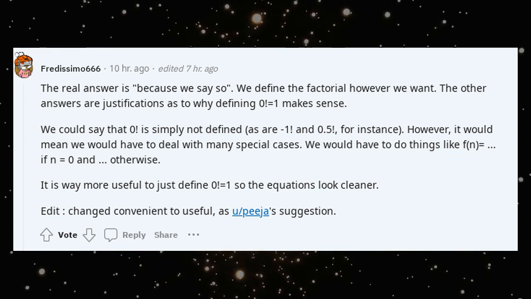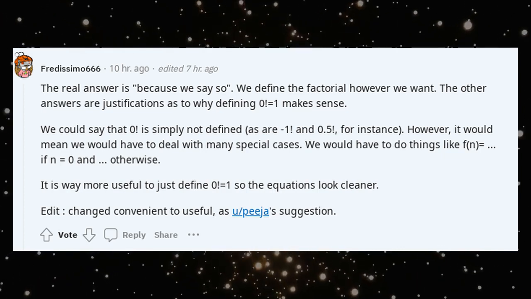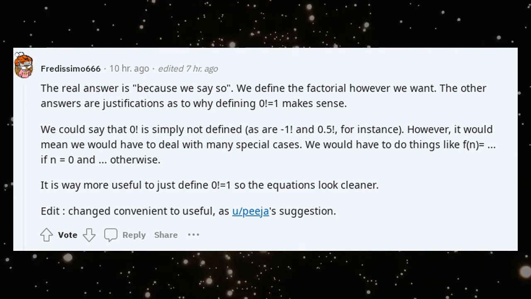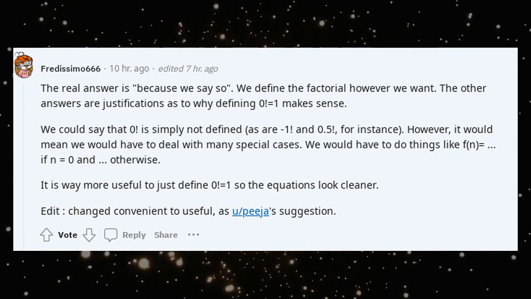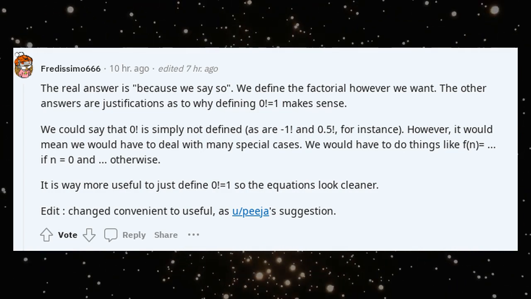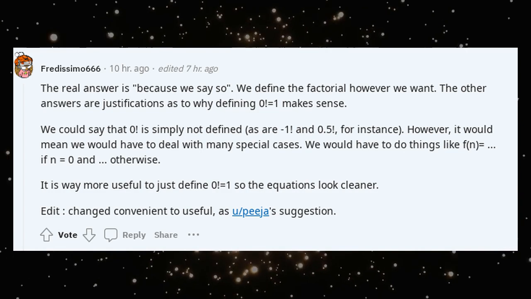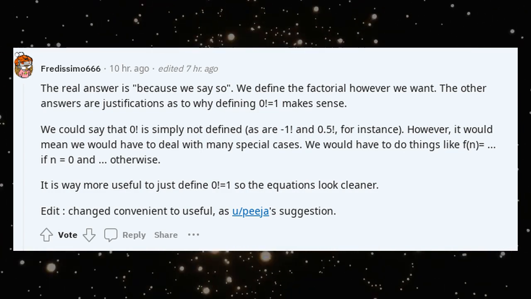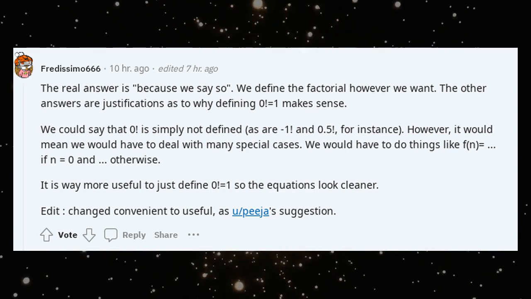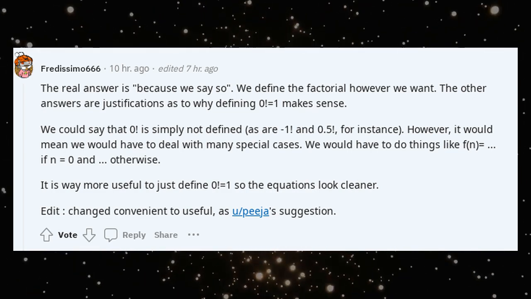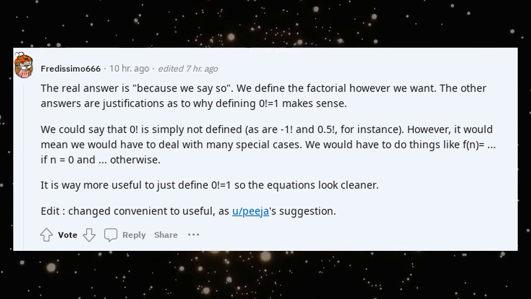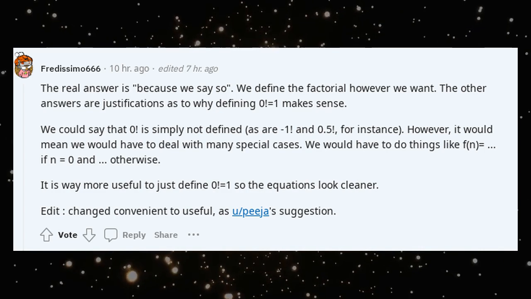The real answer is because we say so. We define the factorial however we want. The other answers are justifications as to why defining 0! = 1 makes sense. We could say that 0! is simply not defined, as with 1/0, for instance. However, it would mean we would have to deal with many special cases. We would have to do things like f(n) = n! if n > 0 and 1 otherwise. It is way more useful to just define 0! = 1 so the equations look cleaner.